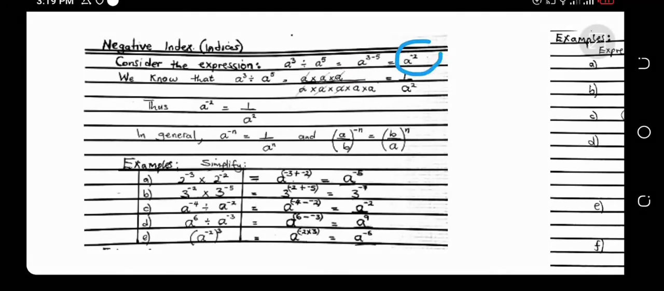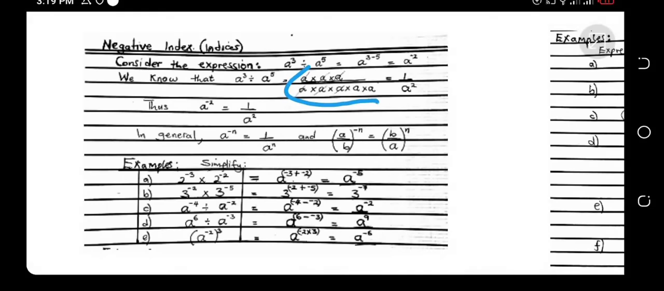We also know from our lower mathematics that a power 3 divided by a power 5 can be written in this format: a times a times a on the numerator, divided by a times a times a times a times a, 5 times, as the denominator. Then we can simplify by cancelling. The a's on the numerator cancel with the a's on the denominator, like you can see here.